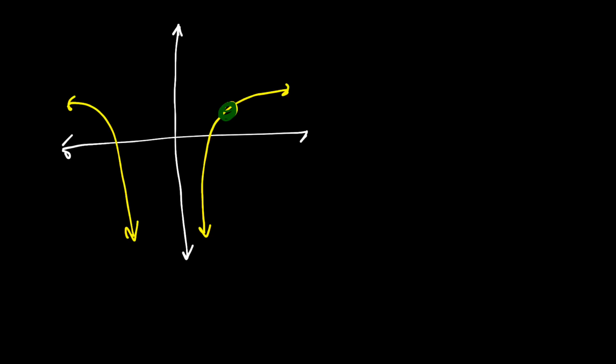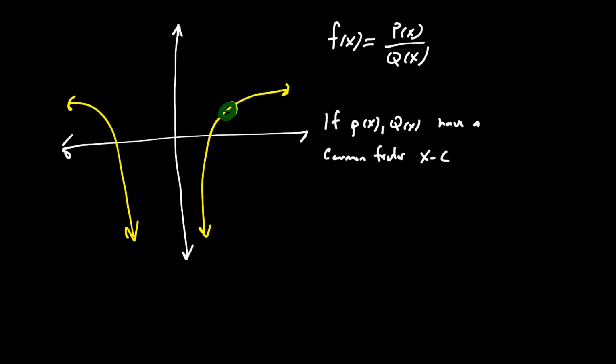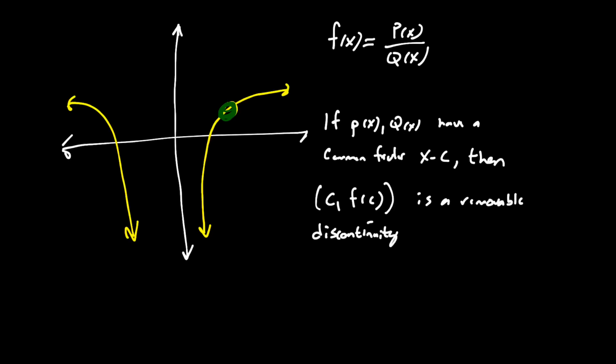These removable discontinuities are defined on our rational functions as follows. Again, suppose we have a rational function f of x, which is equal to p of x divided by q of x. If the polynomial p of x and the polynomial q of x have a common factor, x minus c, then the graph at x equals c is undefined, and we call the point c comma f of c a removable discontinuity.